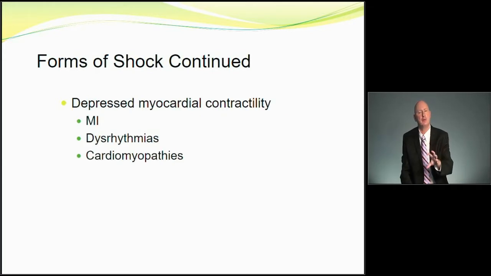In depressed myocardial contractility, which can give you a shock also, your MI, because if you've got damage to the myocardium, it's not going to pump as well. Dysrhythmias are going to cause a turbulent flow, so things aren't going to pump out as well. And cardiomyopathies, what about when the heart is so big? This is a muscle that does not improve as it becomes bigger. It becomes less efficient. And that's what we need to remember with cardiomyopathies.